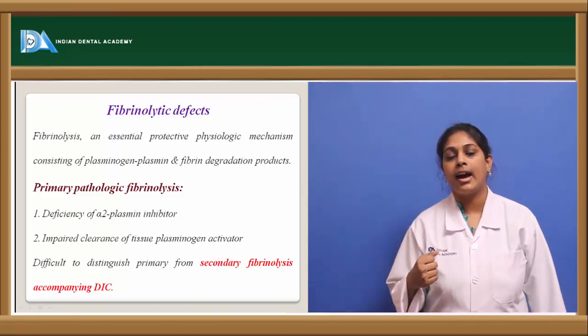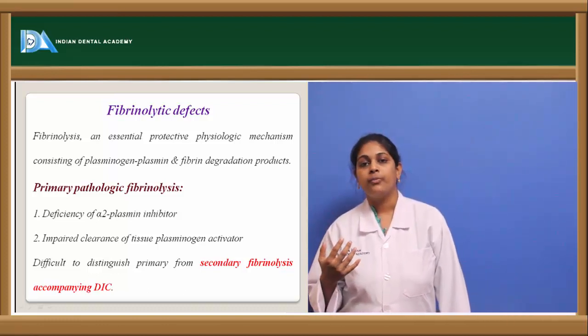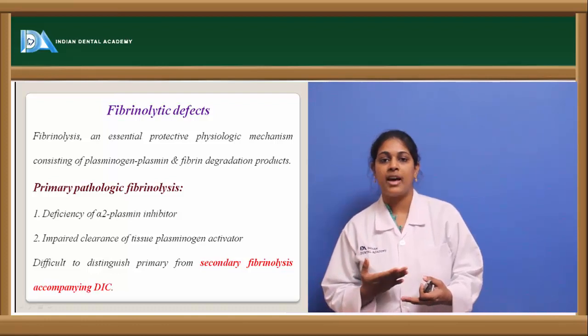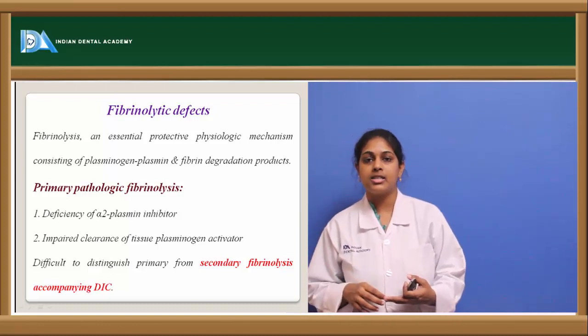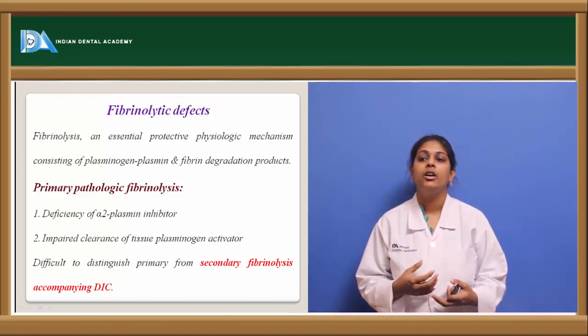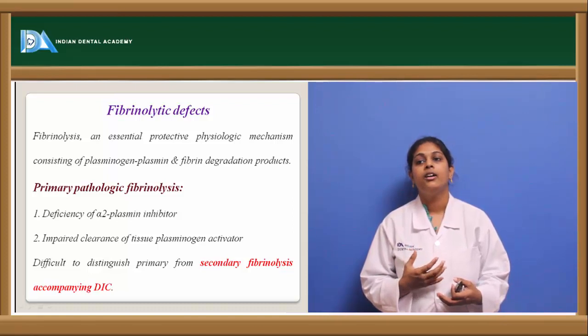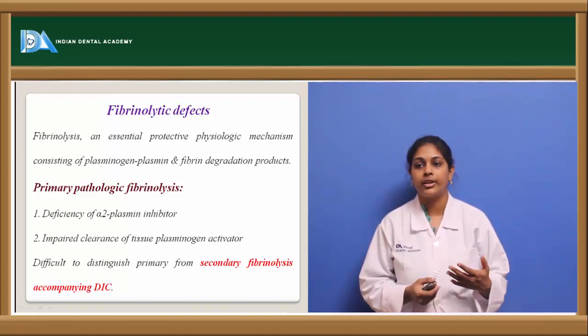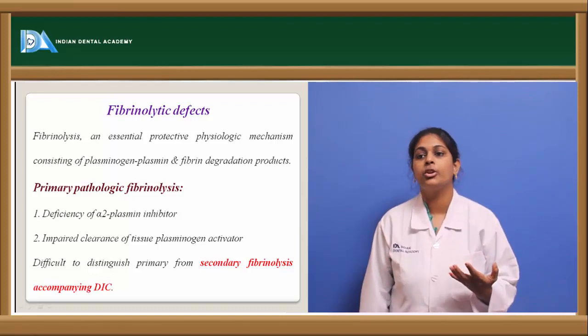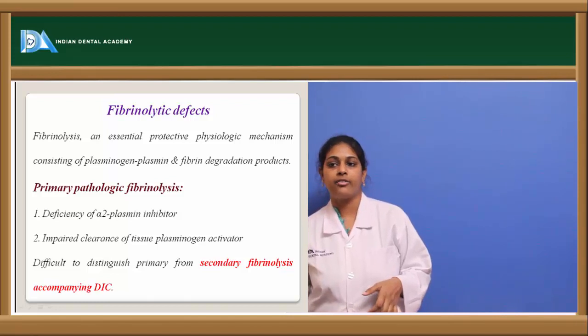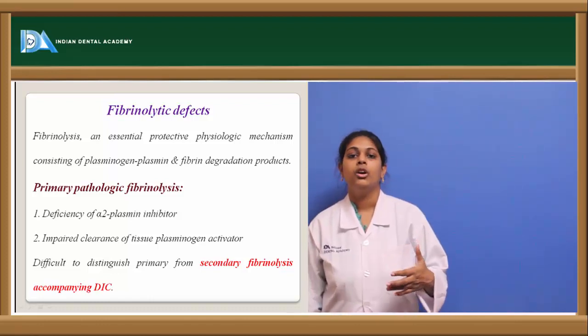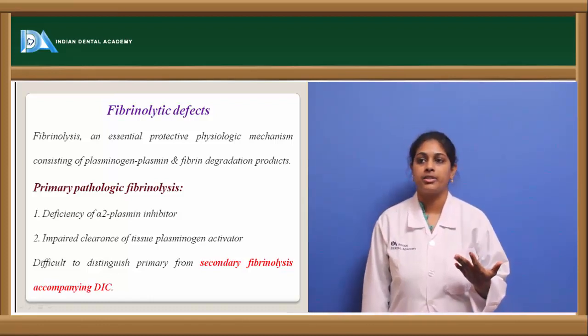Next, the deficiency is because of impaired clearance of the tissue plasminogen activator. That is, when the activator for plasminogen to plasmin is persistently present, this might result in impaired clearance, and this results in a fibrinolytic defect. So it is very difficult to distinguish primary from secondary fibrinolysis, such as fibrinolysis accompanying disseminated intravascular coagulation, which is difficult to distinguish from fibrinolytic defects.